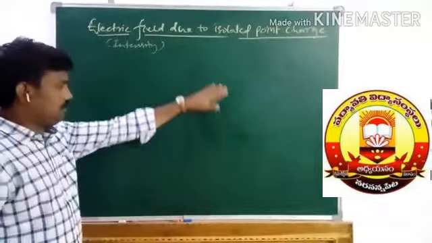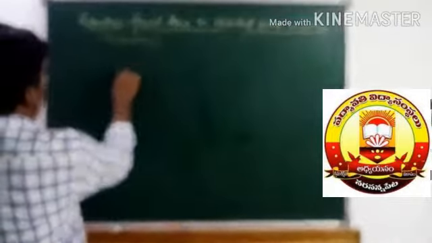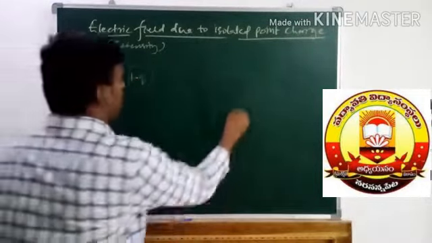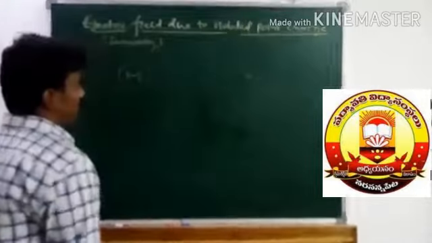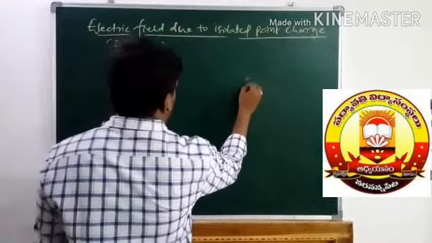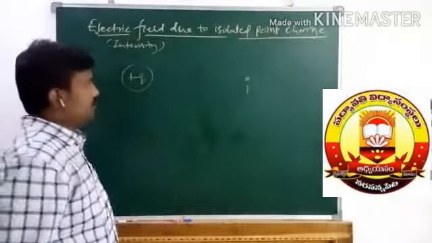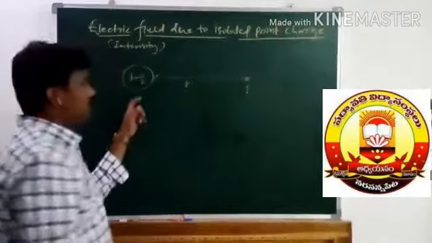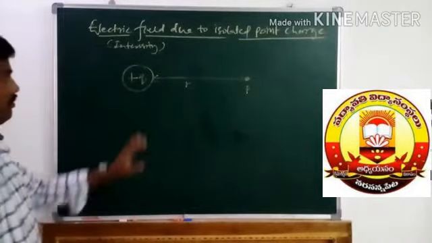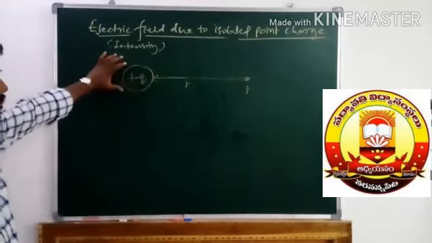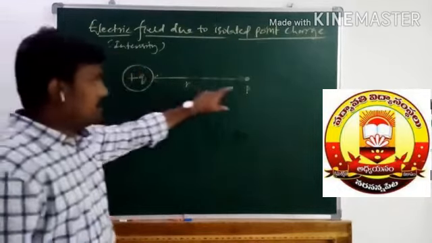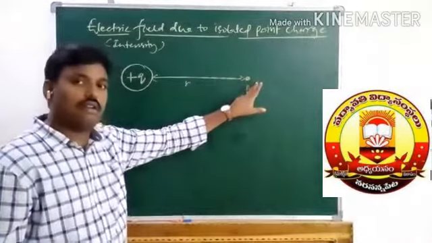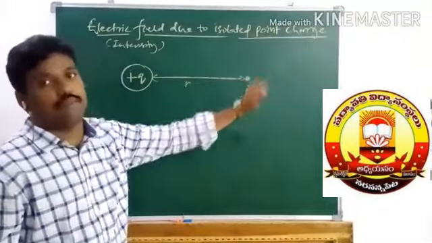For that purpose, we are going to take a positive charge Q, and we want to find the electric field intensity at point P. This is point P, and this point P is at a distance R from this charge Q. So first of all I have considered a charge Q, and a point P at a distance R, and I want to determine the electric field intensity at point P.